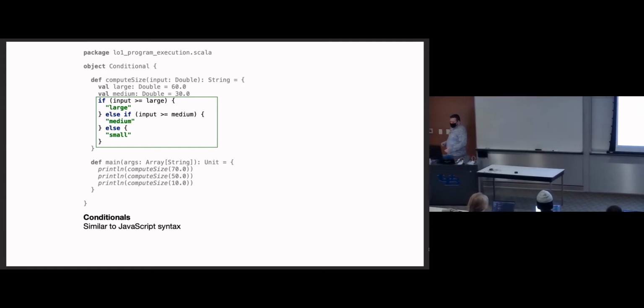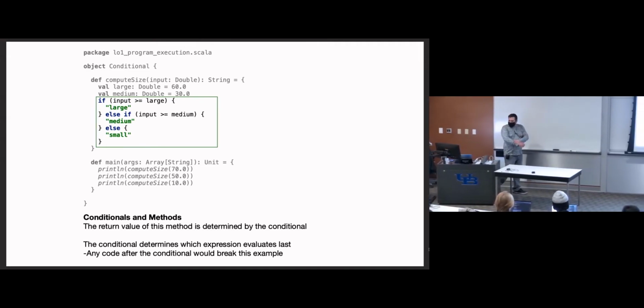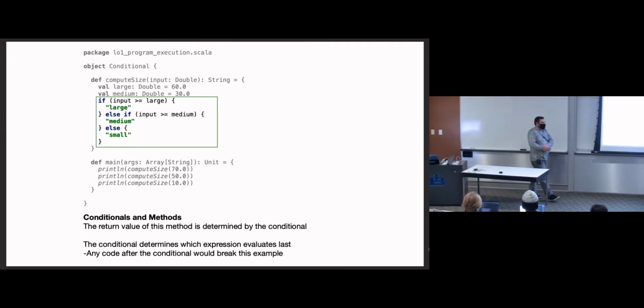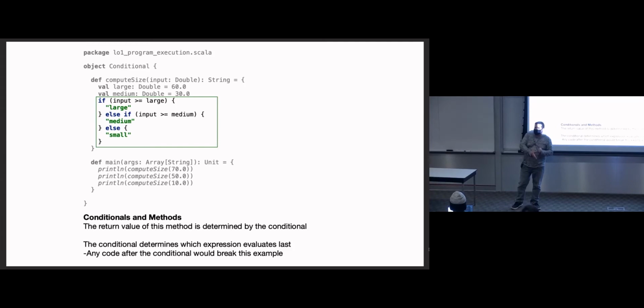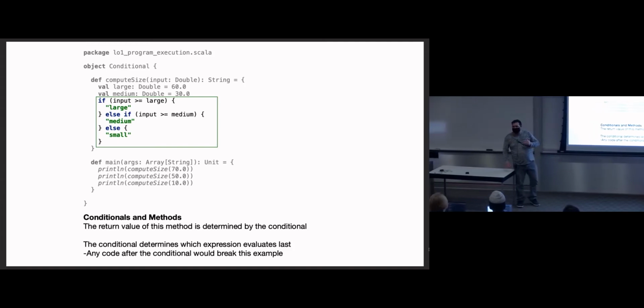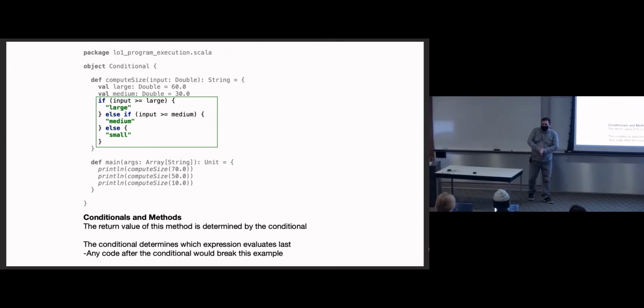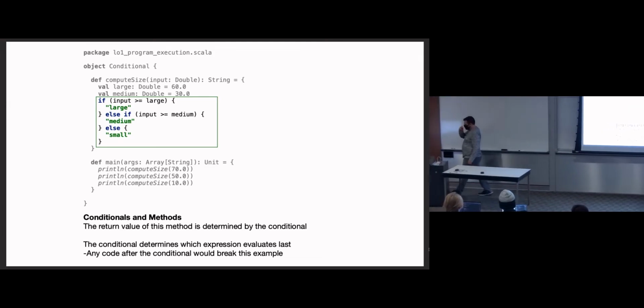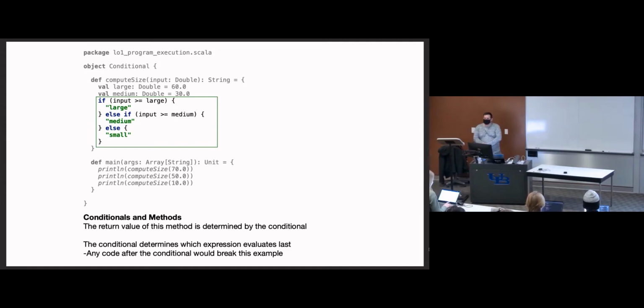What I want to talk about is how we're returning things. So this method will return either large, medium, or small, depending on the conditional. Depending on which Boolean statements are true or false, something different is going to be returned, because the path through this method is going to be different, and the last expression that's evaluated is going to be different based on those conditions.